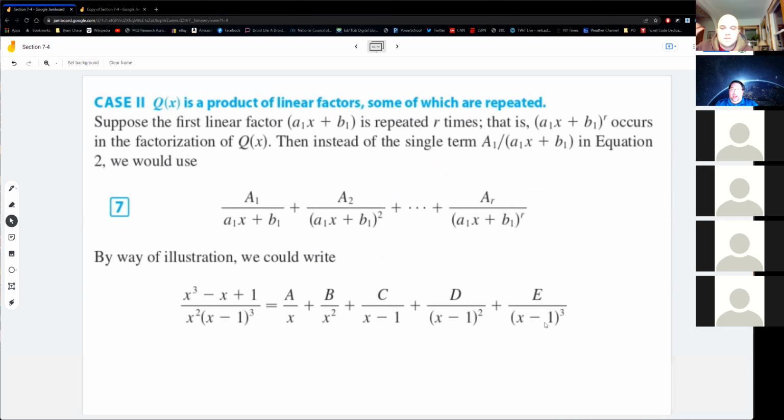That would determine how many numerators we had. So then it could be A, B, C, D, E, F, G if it was x to the third. Don't worry, you are not going to have anything that long on the test. And that's why there's a over x, and then plus b over x squared, because x squared. Same concept for that one.